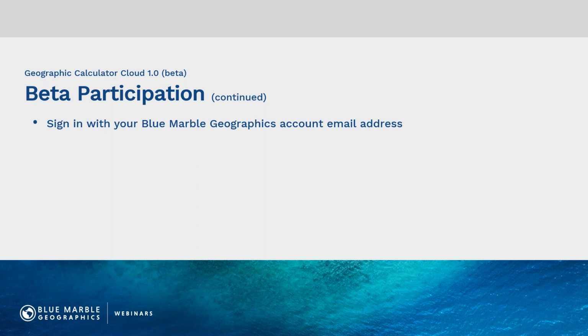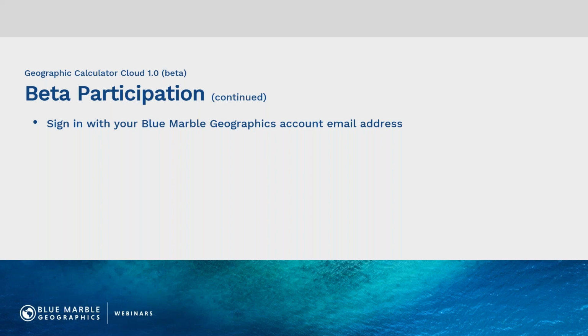So once you get your beta information via email, you, being a licensed calculator user, would sign in with your Blue Marble Geographics account email address, and then you can use the application. If you're not a Geographic Calculator licensed user, you will be able to see the search, and you will just see the pages, but won't be able to do any calculations, for instance.